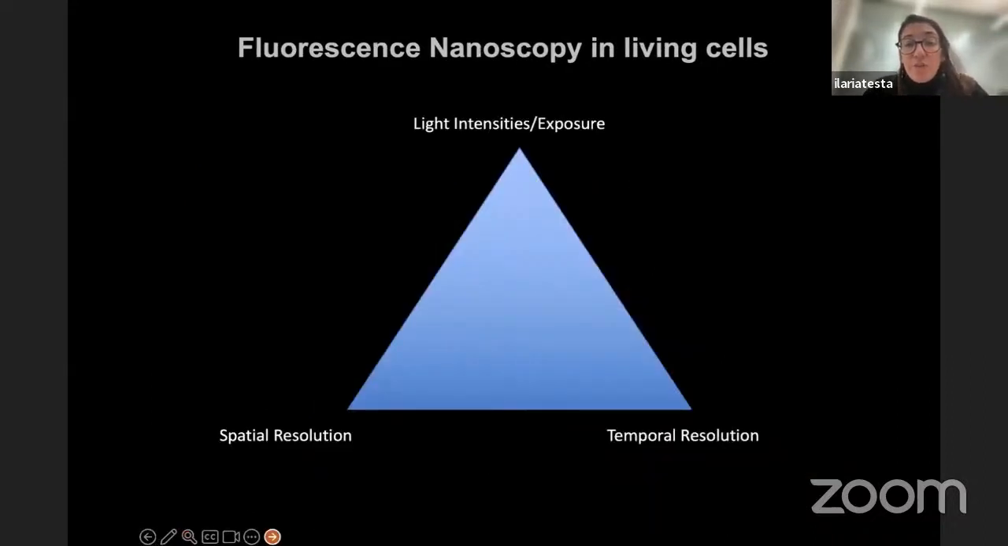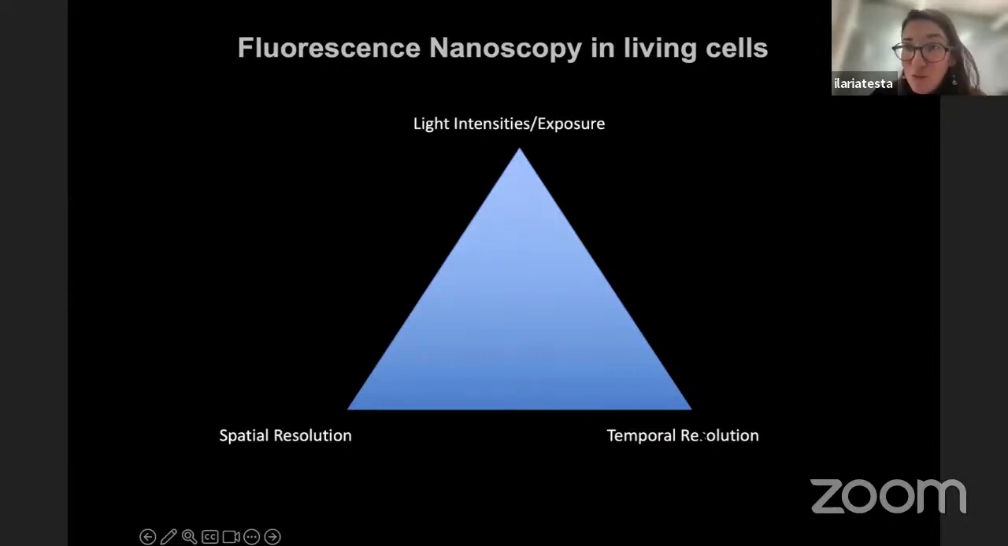So when you develop a new method, there are a few parameters that you should keep in mind, and they sometimes don't improve in the same direction. For some people, this is named the triangle of frustration of the microscopist. And that means that when you want to increase the spatial resolution, you get slower.